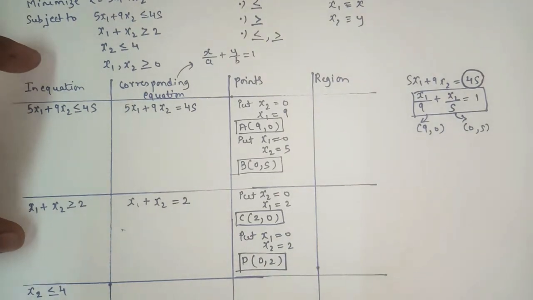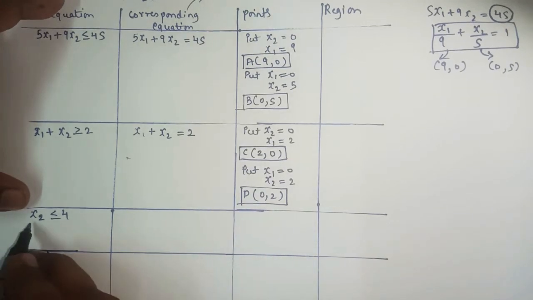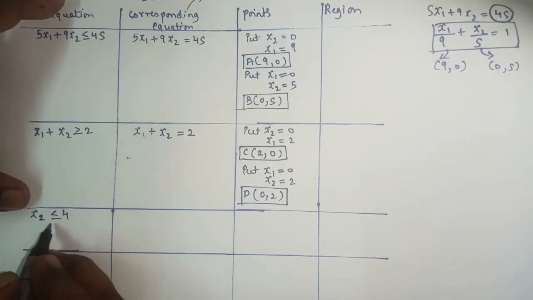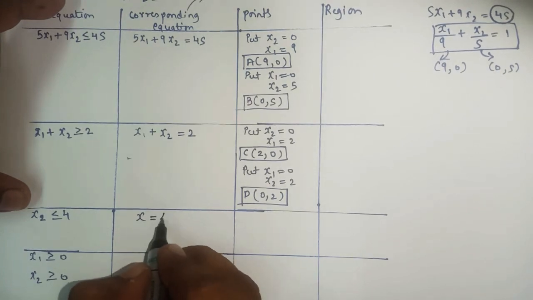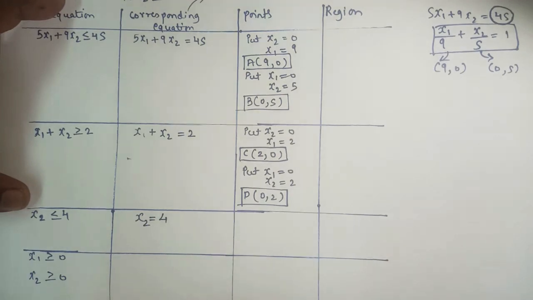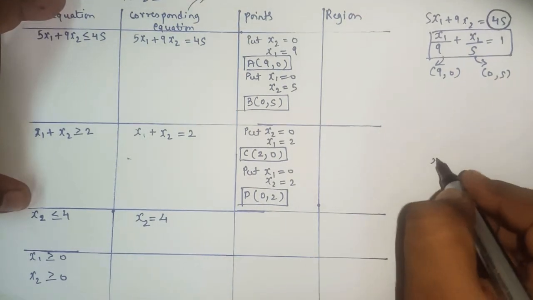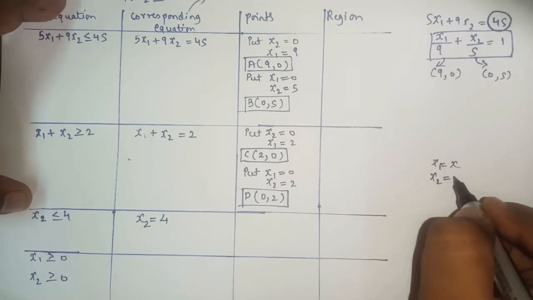So the next one is x2 less than equal to 4. The corresponding equation will be x2 equal to 4. As we know that x1 is x, and x2 is y.